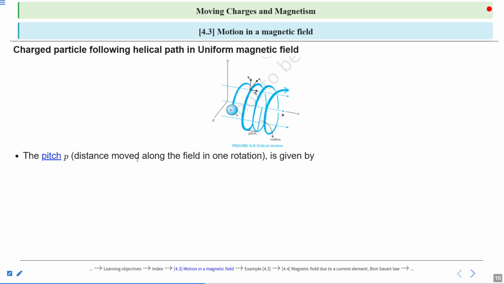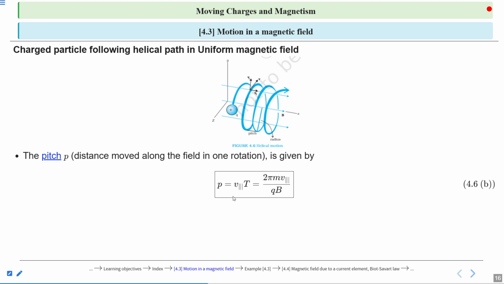Okay, so this pitch p, distance moved along the field in one rotation, is given by, that is linear distance traveled. That linear distance is due to v parallel. Okay, so the responsible for this linear distance is v parallel. So this pitch is v parallel into the time period to complete one circular motion. So v parallel into time period. Pitch is the distance, simply distance, that is moved in one rotation. So the time taken by the one rotation multiplied by velocity, parallel velocity. So it will give the pitch.